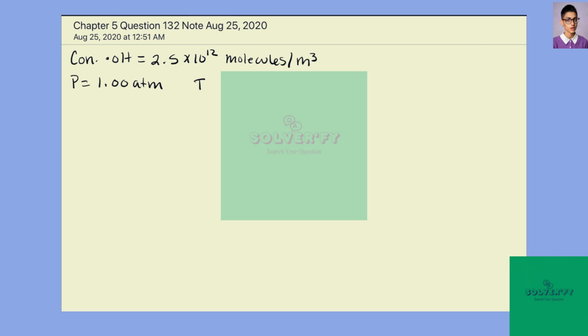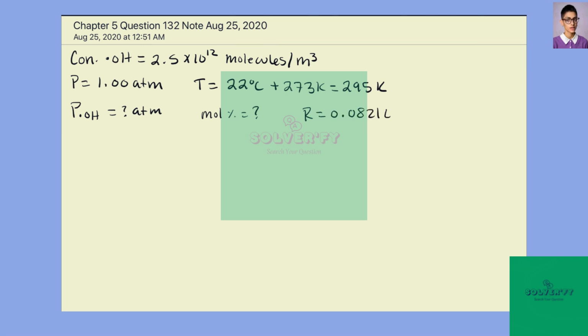They tell us that our temperature is equal to 22 degrees Celsius. I'm going to add 273 Kelvin to this, so the temperature is going to be 295 Kelvin. We are looking for the partial pressure of the hydroxyl radical, and we are also looking for the mole percent. For this question, I'm going to be using the R value. R is equal to 0.0821 liters atmosphere per mole Kelvin.